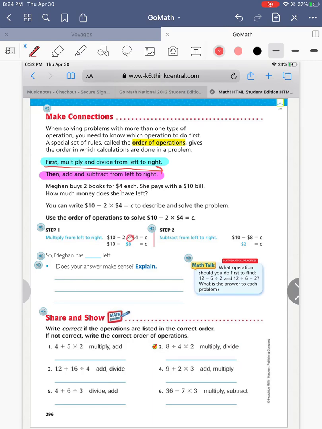So start at the 10 and keep looking till you find a multiplication sign. So first we need to do 2 times 4. So 2 times 4 is 8, so they put the 8 underneath and got rid of the 2 numbers. Then using what's left in the sentence, they have a subtraction sign, so they're going to do 10 minus 8 and get $2. So out of her $10, Megan has $2 left that she didn't spend. Does our answer make sense?